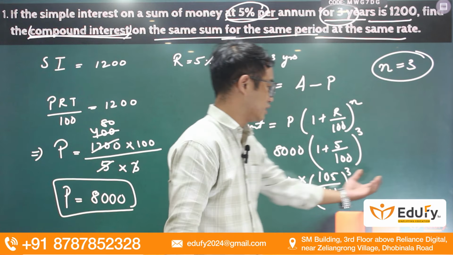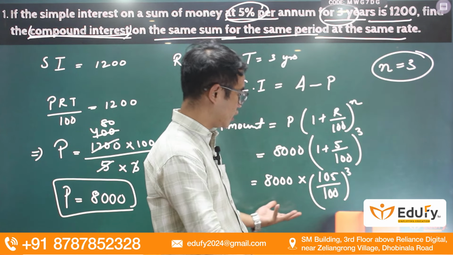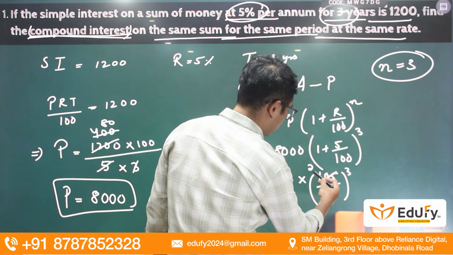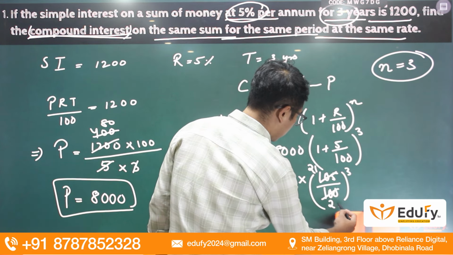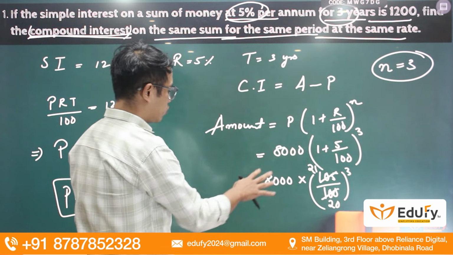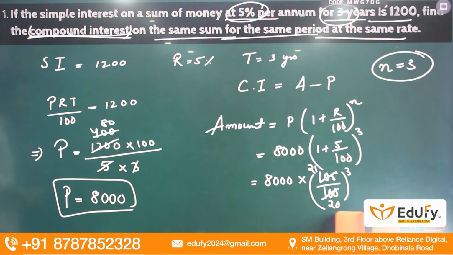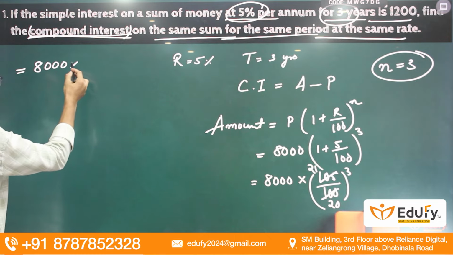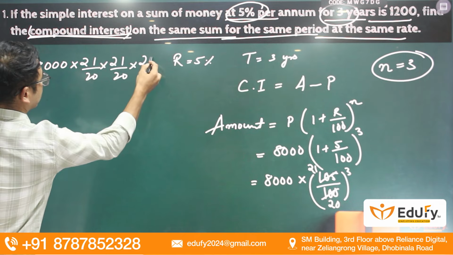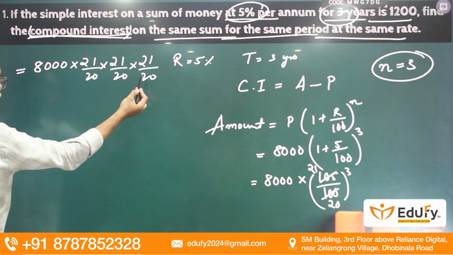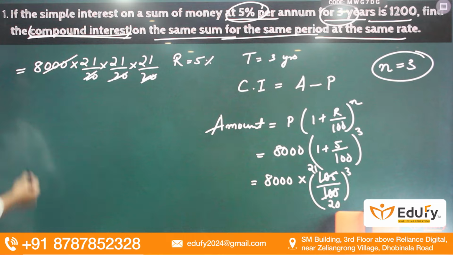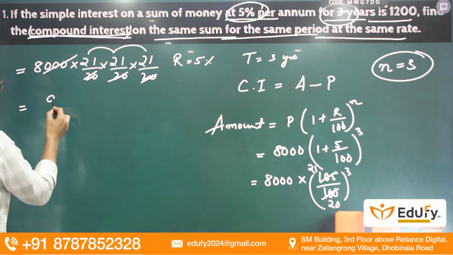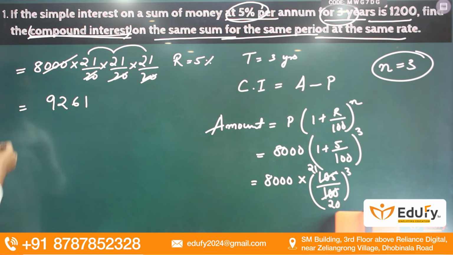Now you can open it as it is, or you can cancel and make it smaller and then open up. Both ways are fine. Here I will make it smaller. 5 twos are 10, and 5 twenties are 100, so this is 21 by 20 to the power 3. Now let us open this up. So this is 8,000 multiplied by 21 by 20, times 21 by 20, times 21 by 20. The 20, 20, 20 is 8,000 only, so I can just cut it. Now your only calculation is 21 into 21 into 21, which is 9261. So this is your amount.